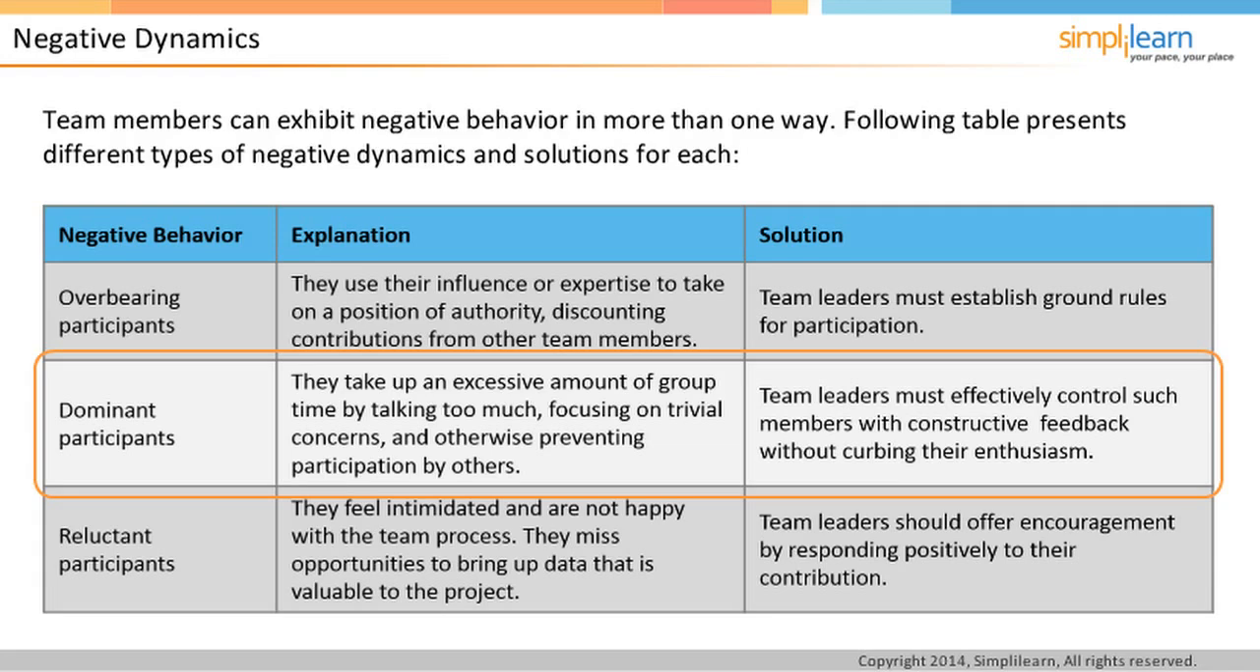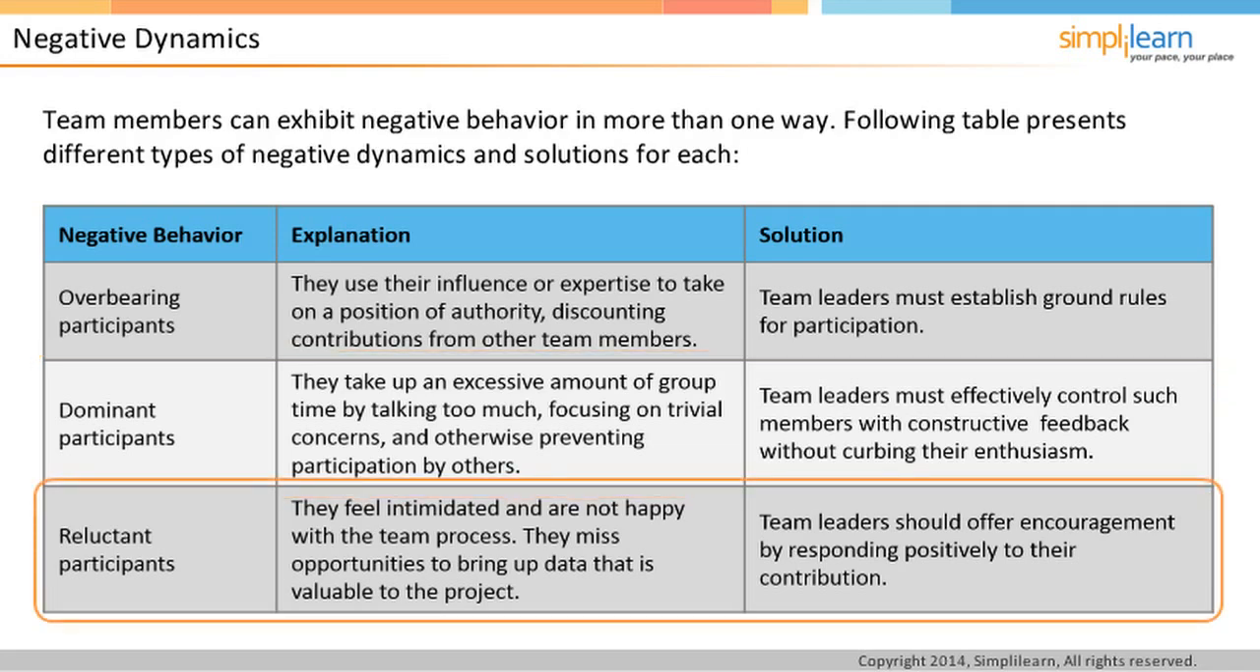Some other participants are reluctant participants, who feel intimidated and are not happy with the team process. Owing to their reluctance, they miss opportunities to bring up data that is valuable to the project. This can often lead to hostility within the team. One way to deal with reluctant participants is to respond positively and with encouragement to any contribution from the team member.